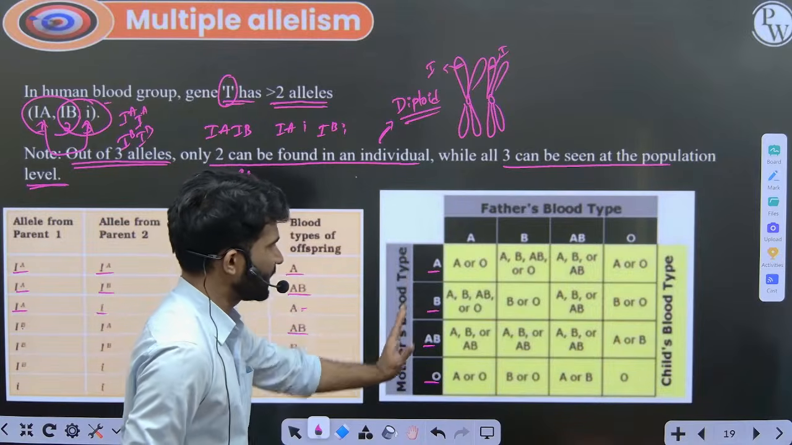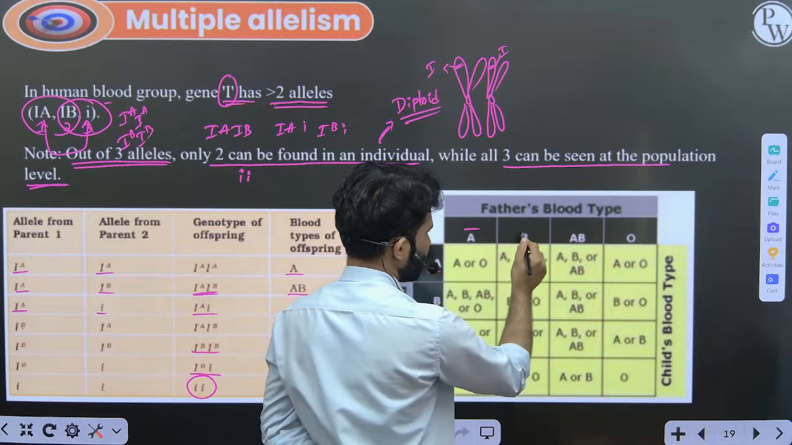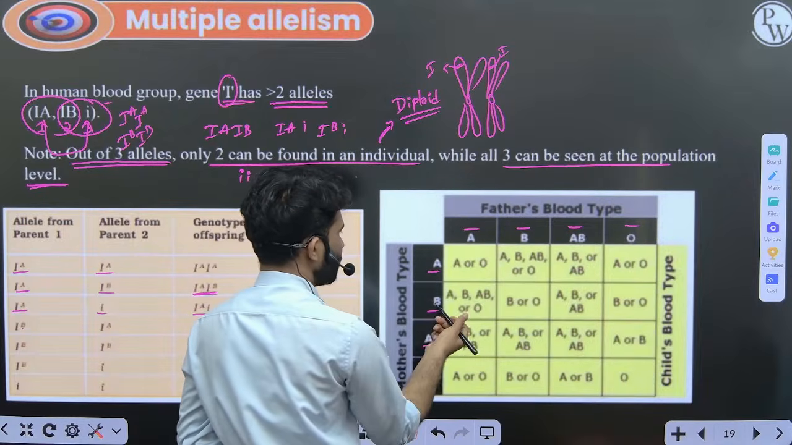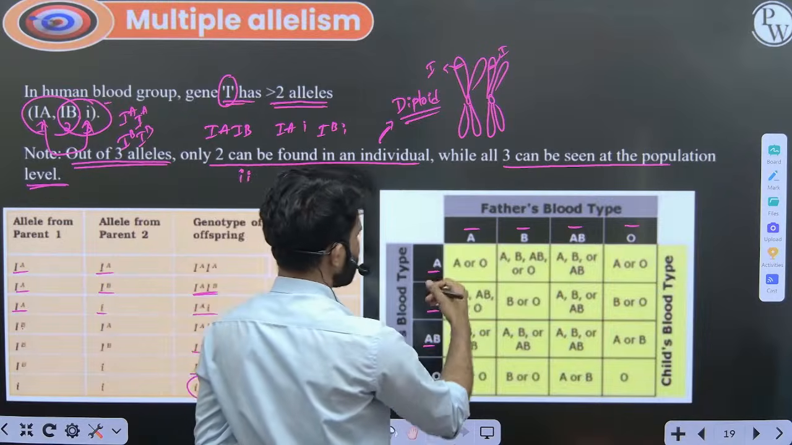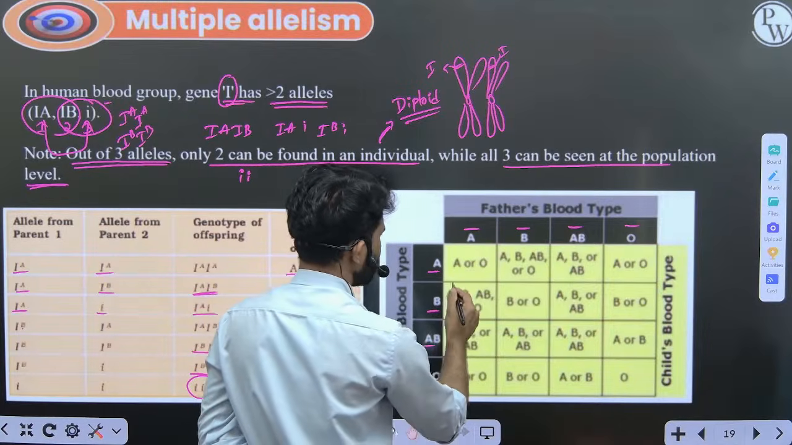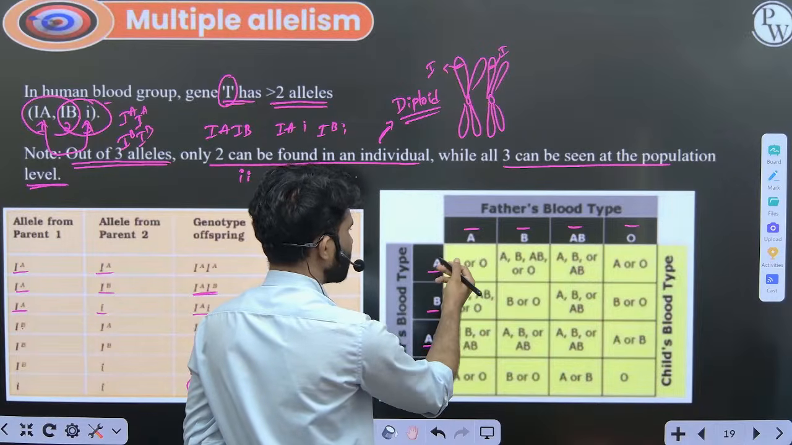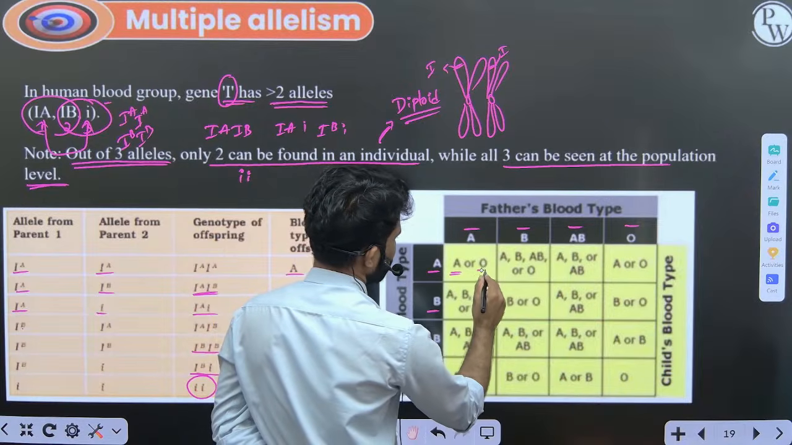So this is from the maternal side. From the paternal side, again the same possible groups: A, B, AB as well as O. If you combine the paternal blood type and maternal blood type, what happens? You will get different blood group results. Father's blood group is A, mother's blood group is A. The possible blood groups are either A or even O.